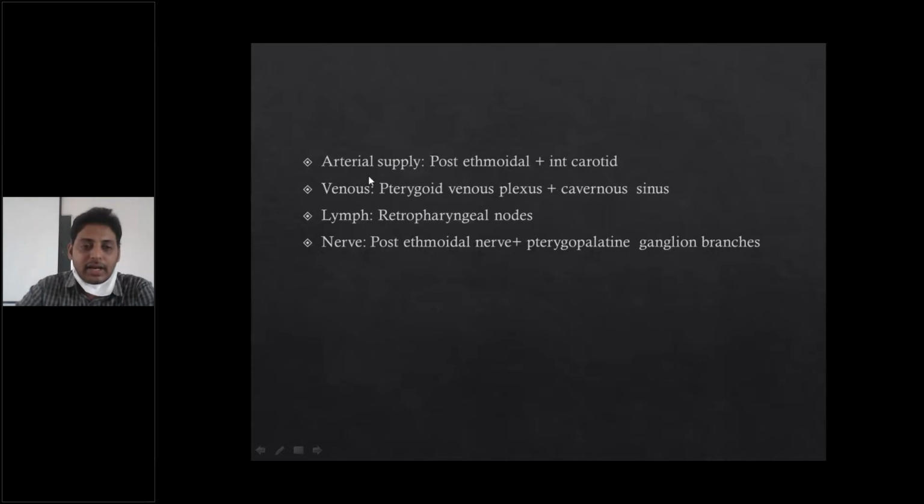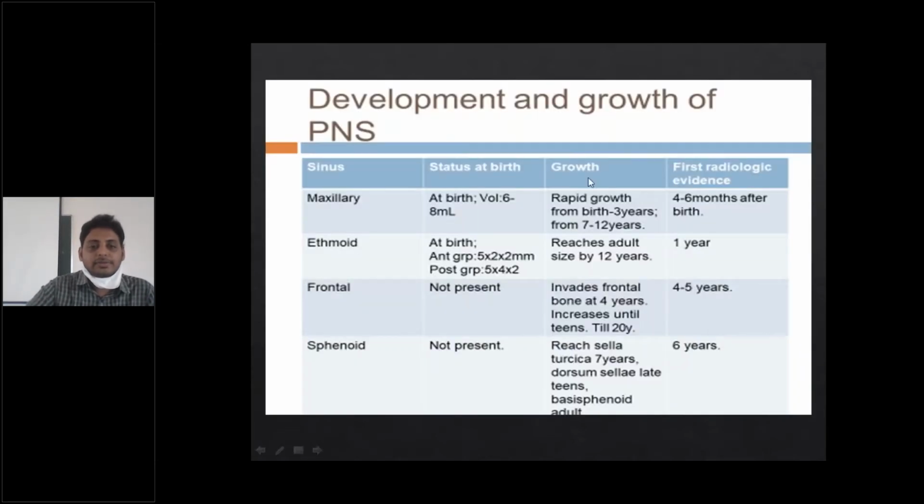Coming to the arterial supply, the posterior ethmoidal and internal carotid artery, as you know, are part of these boundaries. Venous drainage is to the pterygoid venous plexus and cavernous sinus. Lymph drains into the retropharyngeal lymph nodes.